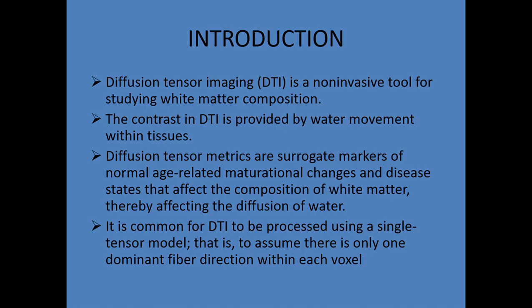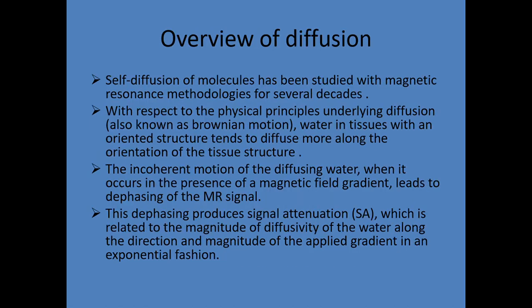Diffusion tensor metrics are surrogate markers of normal age-related maturational changes and disease states that affect the composition of white matter, thereby affecting the diffusion of water. It is common for DTI to be processed using a single tensor model, that is, to assume there is only one dominant fiber direction within its voxel.